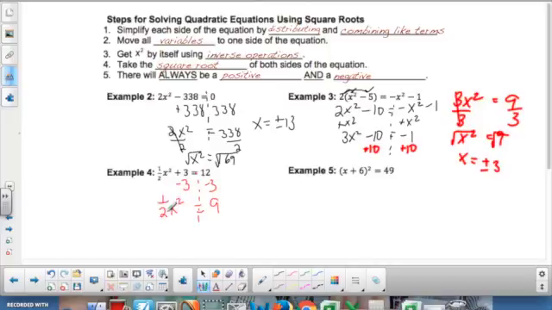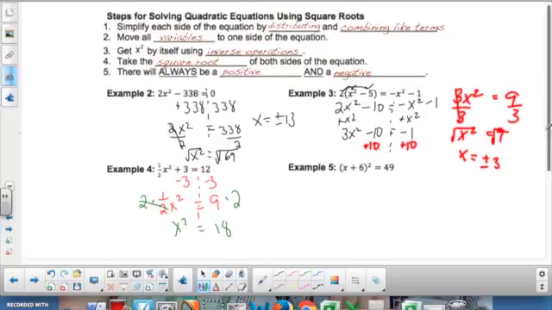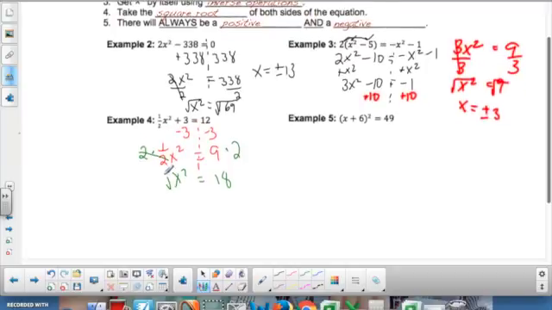Now I am going to get rid of this fraction. The easiest way to get rid of this fraction is to think of it as dividing by 2, so I multiply by 2. 2 times 1/2 is 1. So that cancels and leaves me with just x squared. Over here, 9 times 2 is 18. When I take the square root of this, what I'm left with here is x.